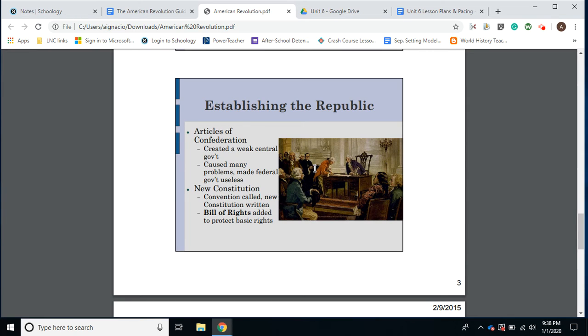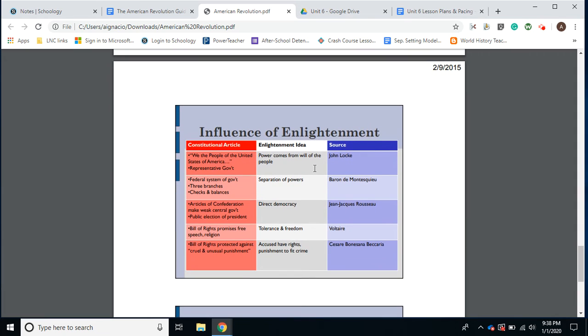So the convention was called again. A new constitution is written, strengthens the federal government, and also the Bill of Rights is added to protect the basic rights of citizens. So let's talk about what is reflected in those constitutional articles, or those Enlightenment ideas that are reflected in those constitutional articles.